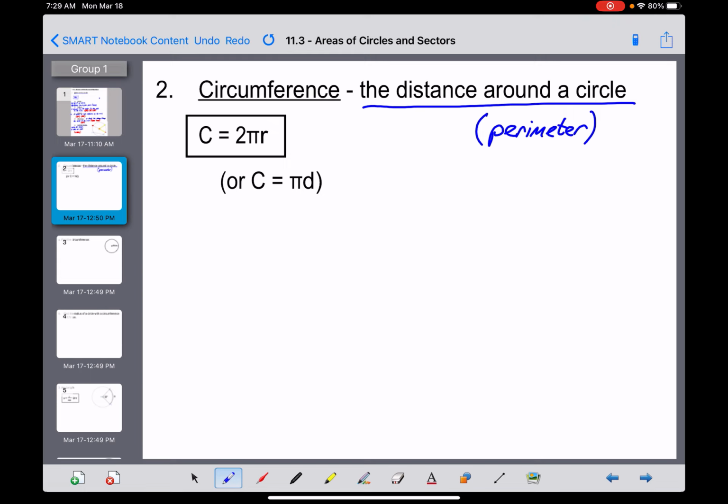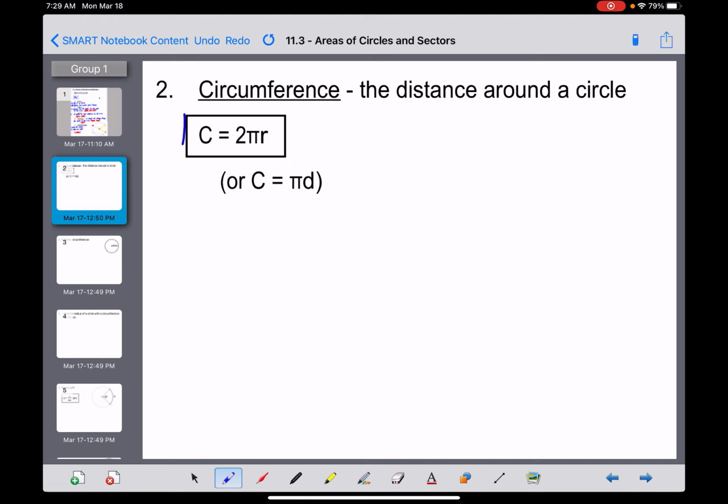Perimeter is defined as the distance around a polygon, but there's no such thing as perimeter of a circle simply because a circle isn't a polygon. But it's totally fine if in your head you think that circumference and perimeter really mean the same thing. They both mean the distance around an object, but perimeter is polygons and circumference is circles.